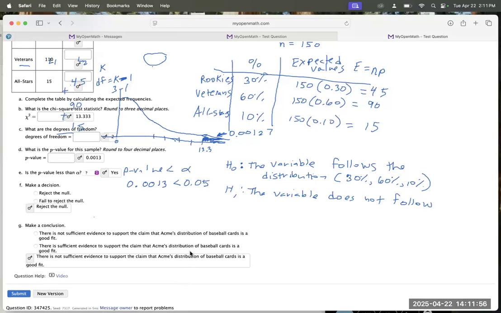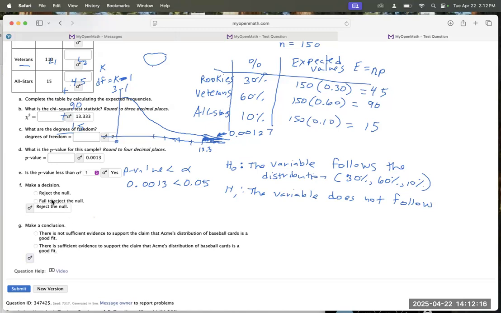I do want to say that I don't like the way they've worded this final conclusion. What they should have said is, wait, hold on. We reject the null hypothesis. So we reject the fact that the variable follows this distribution. So we should say there is sufficient evidence to show that the variable does not follow the distribution. That's probably a better way that I would have worded this final conclusion.